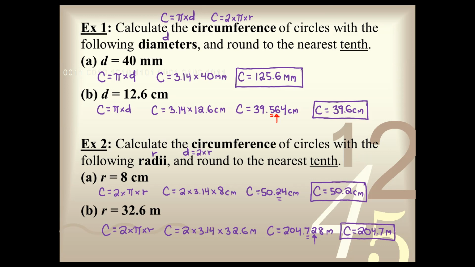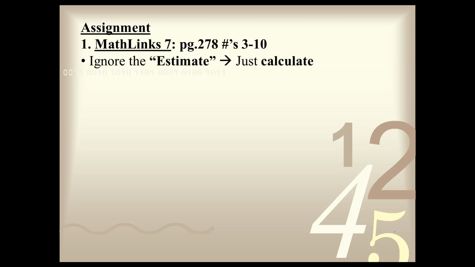And that's it. So we talked about what the circumference of a circle is. We also talked about what pi is in relation to a circle, and we did some calculations for circumference based on pi, the diameter or the radius. Homework to complete would be in the MathLink 7 textbook, pages 278, numbers 3 through 10.